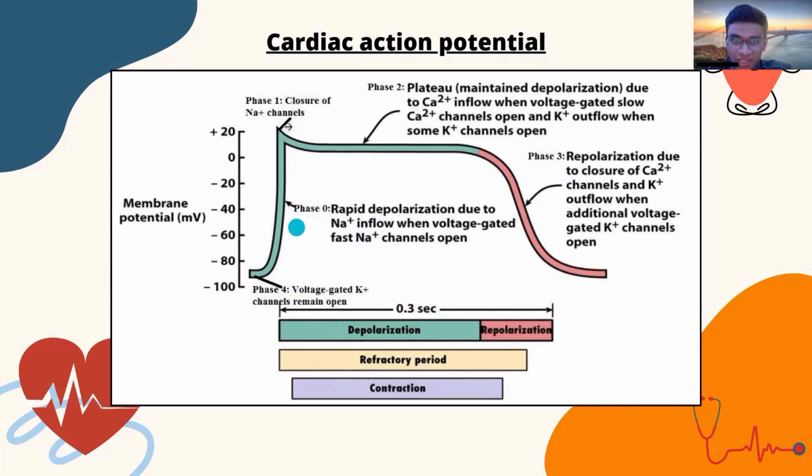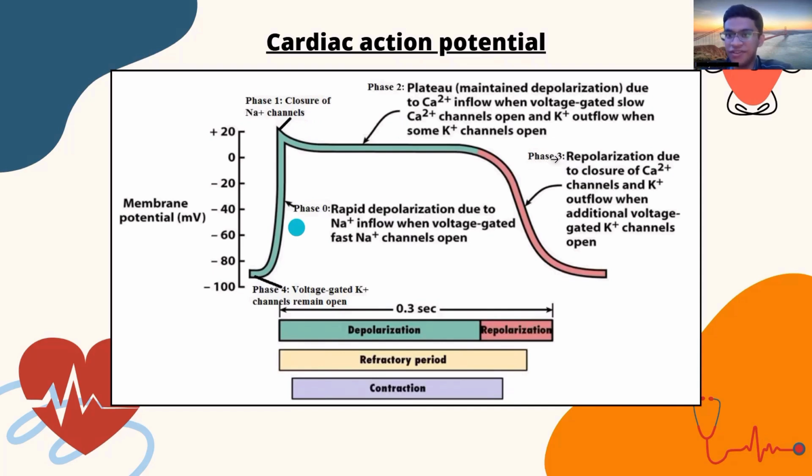Then we have phase 1, where the sodium ion channels are closed. Then we have the plateau, which is phase 2, where depolarization is maintained due to calcium ion inflow when voltage-gated slow calcium ion channels open, and potassium ion outflow when some potassium ion channels are open.